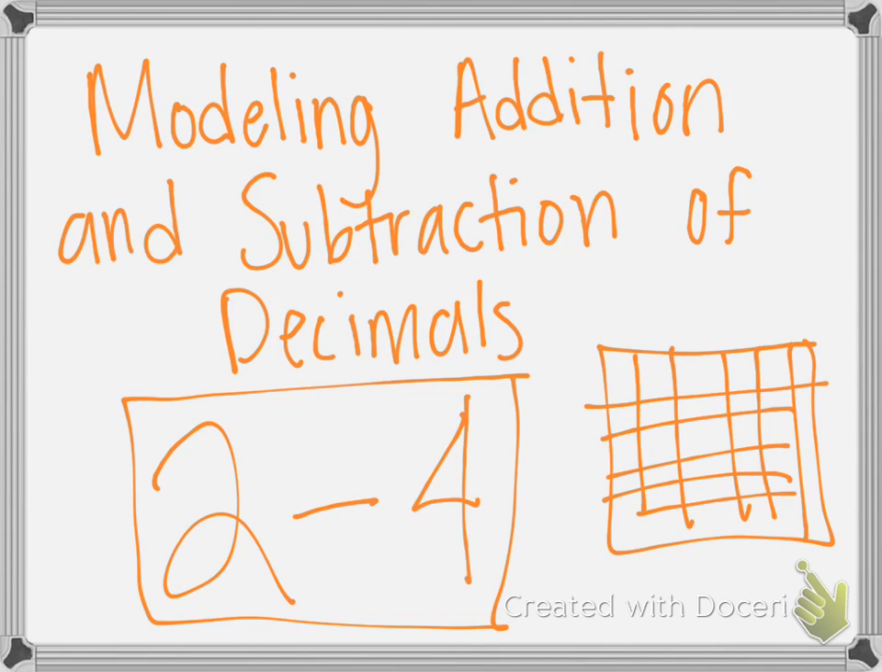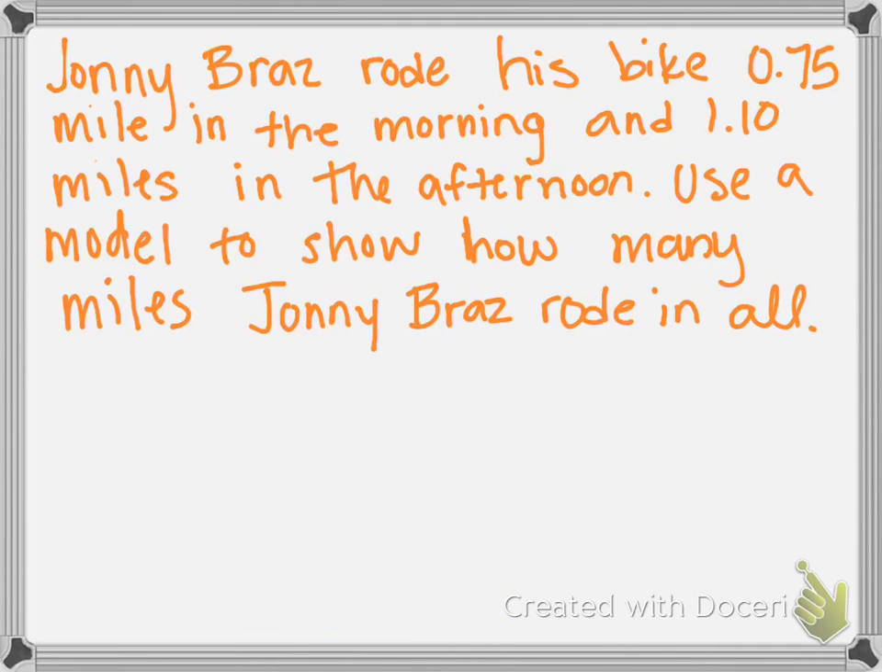All right, so write this at the top of a fresh sheet of paper. And then I need you to write this lovely question. Your question today is, Johnny Braz rode his bike 0.75 of a mile in the morning and 1.1 miles in the afternoon. Use a model to show how many miles Johnny Braz rode in all.